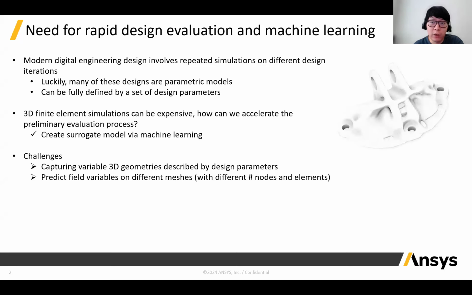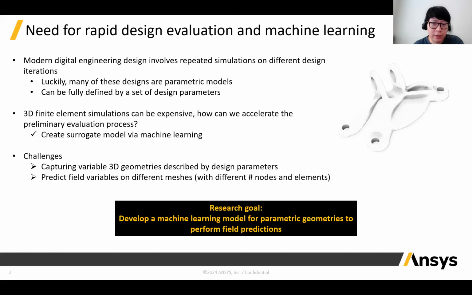So we need to come up with some machine learning model that's able to capture that. So that's the overarching goal of this research, which is to basically find a machine learning model for these parametric geometries to perform field prediction that is capable of handling these different numbers of nodes and elements.